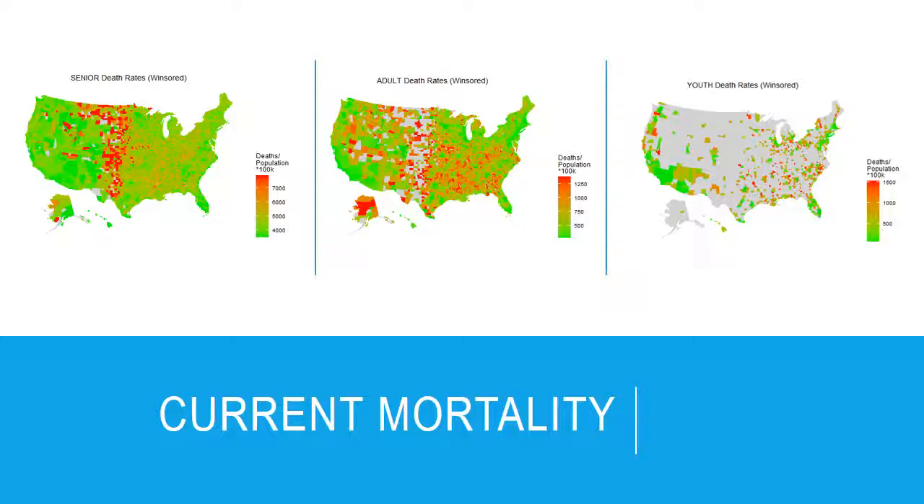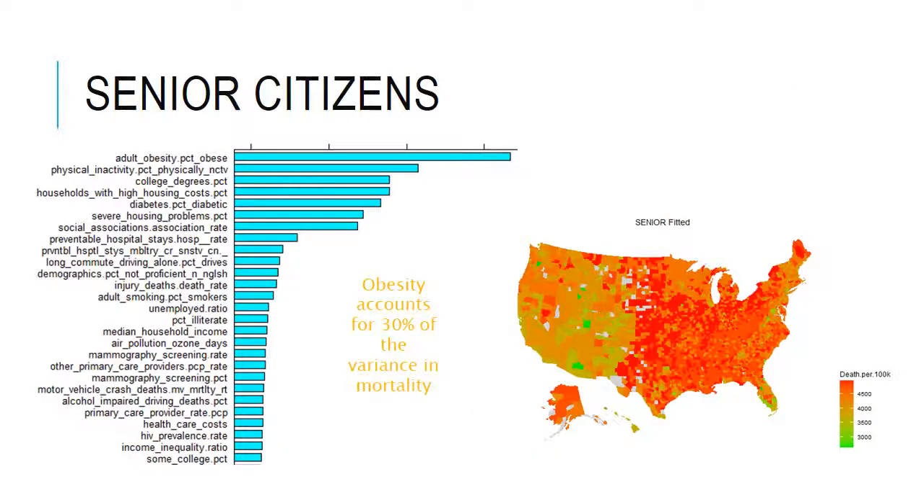Another issue is the sparsity of data. So the youth death rates, since it has to be above a certain threshold, in other words 10 per age group, a lot of the data isn't reported due to privacy concerns.